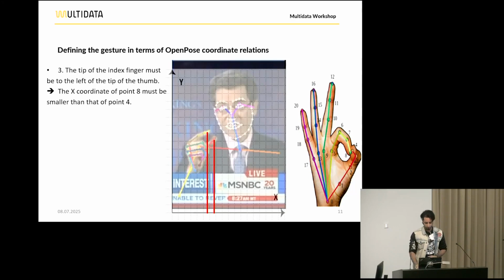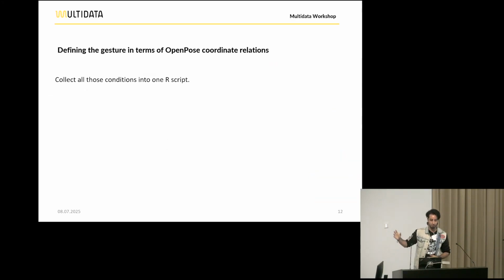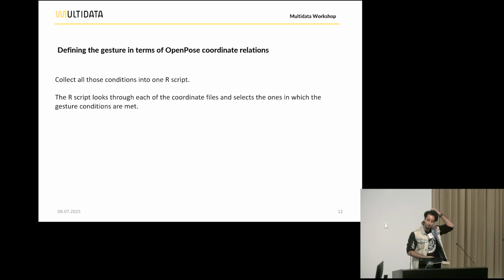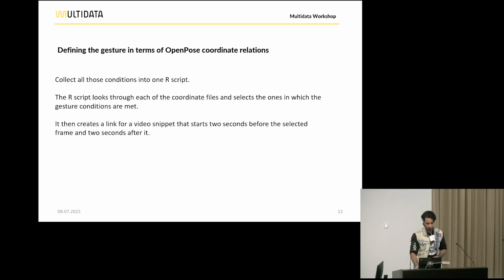So basically what we do here, we collect all these conditions into our script. Now remember, each frame of each video in the corpus file is processed through OpenPose. So we have all this information for each frame in the database. So what the R script does is that it looks through each of these frames, frame by frame, and tries to find if these conditions are met within that frame. If they are met, it picks it up, and then we can do some stuff with it. So it then creates a link for a video snippet that starts 2 seconds to the left and 2 seconds to the right, so you can actually see what the person does.